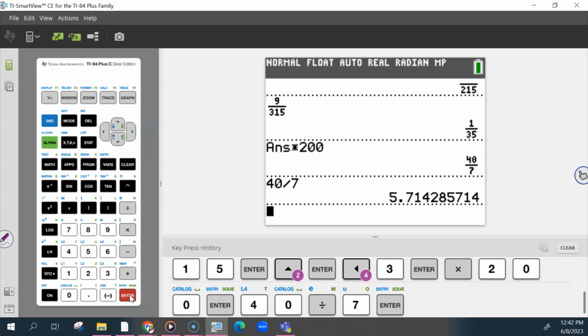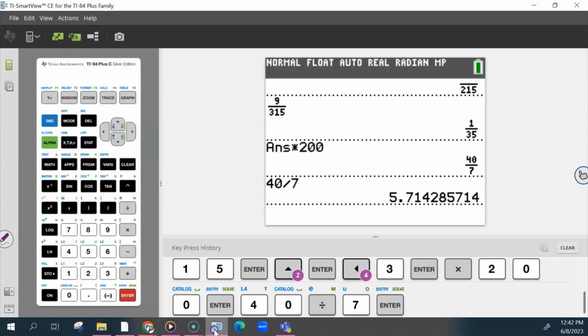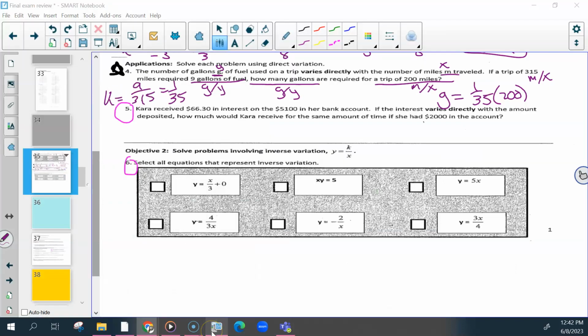Because you were looking for a real world problem, how many gallons, you would put 40 over 7 gallons as the decimal. And gallons are usually in tenths, so 2 decimal places, so 5.71 gallons.